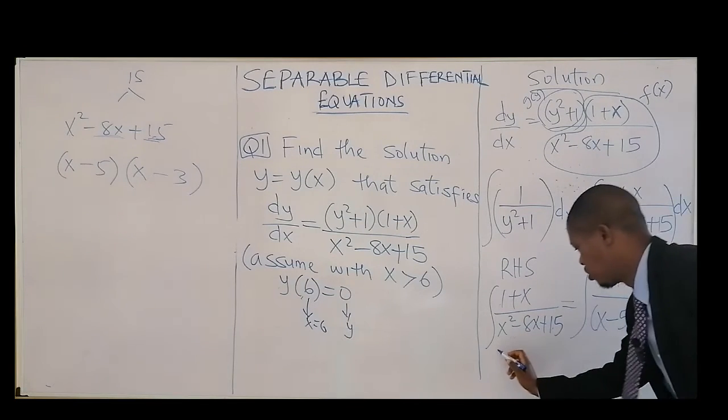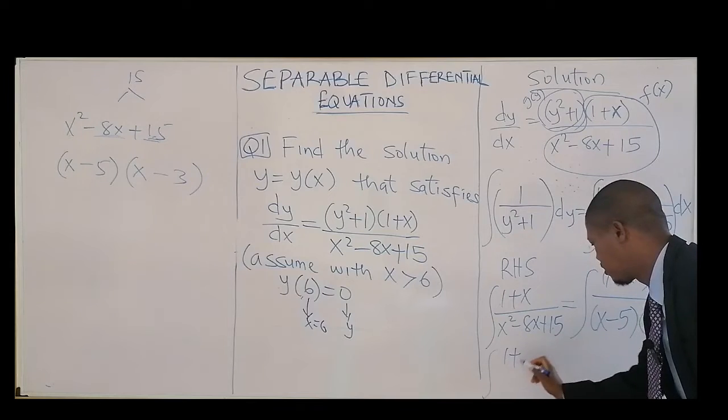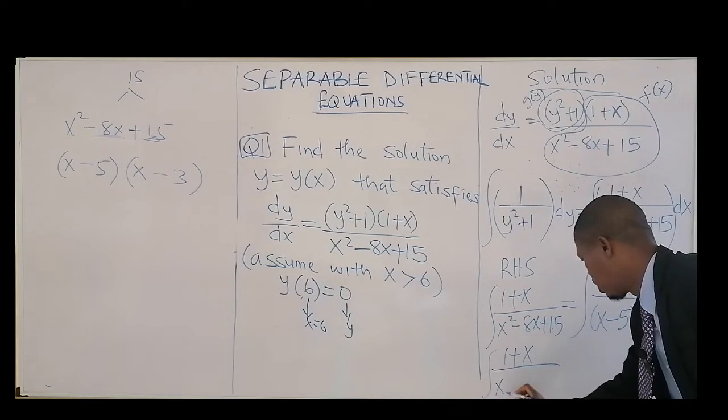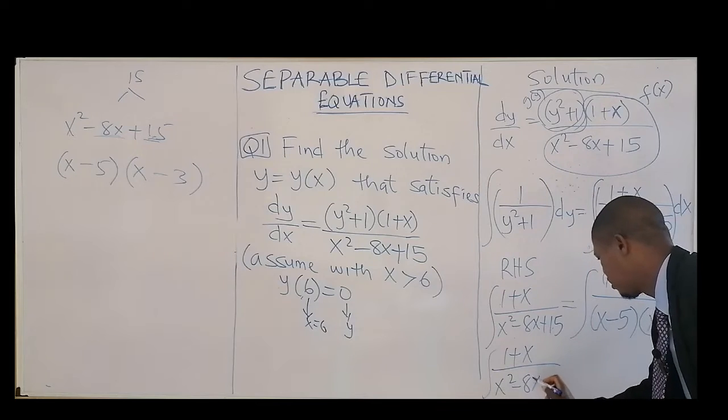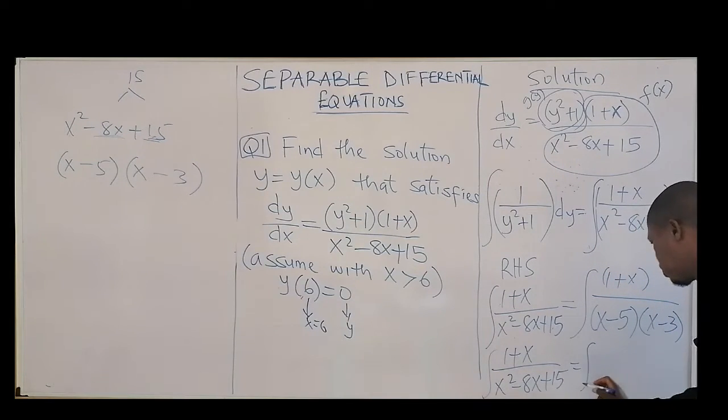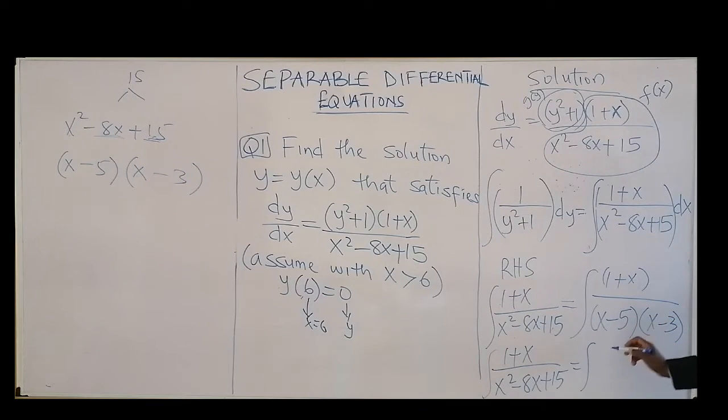Partial fractions. So the integral of (1 plus x) all over x squared minus 8x plus 15 will now become A over one of the linear factors, plus B over the other linear factor that we have there. Then you can put the element of integration, your dx, there.